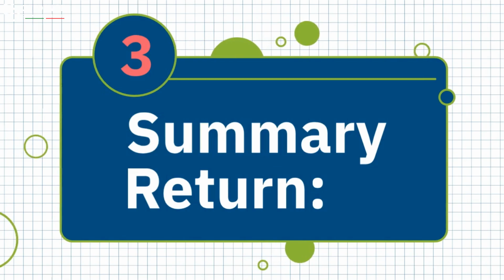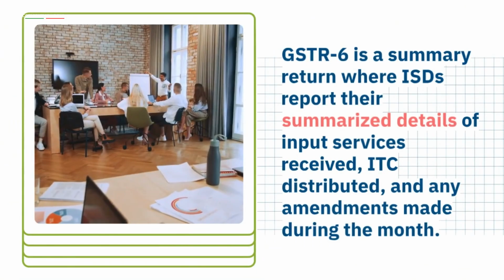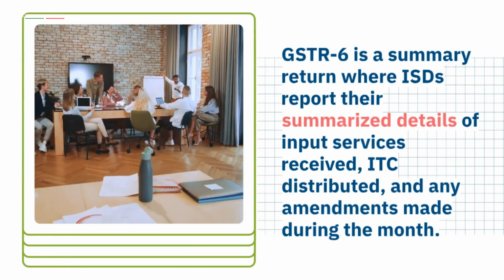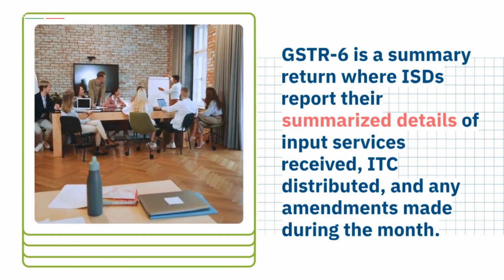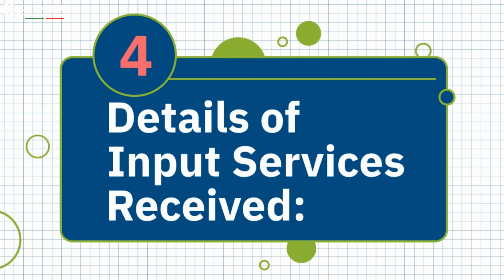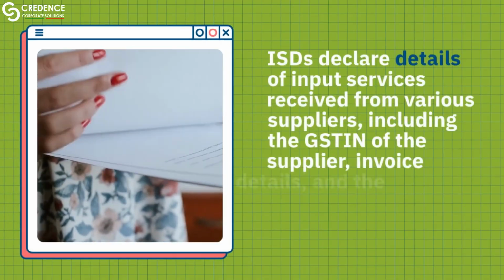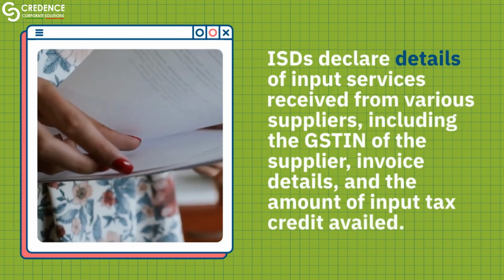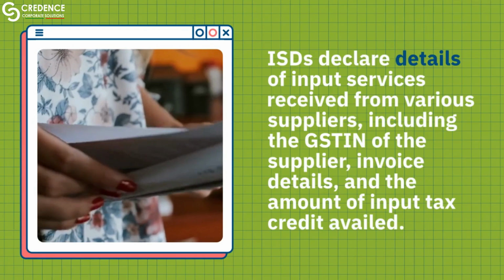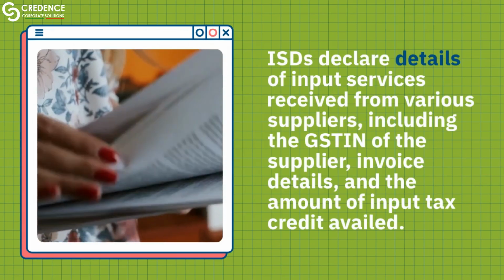3. Summary return. GSTR 6 is a summary return where ISDs report their summarized details of input services received, ITC distributed, and any amendments made during the month. 4. Details of input services received. ISDs declare details of input services received from various suppliers, including the GSTN of the supplier, invoice details, and the amount of input tax credit availed.